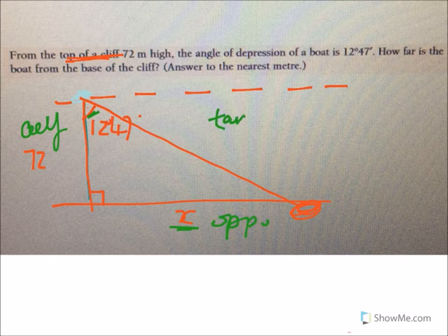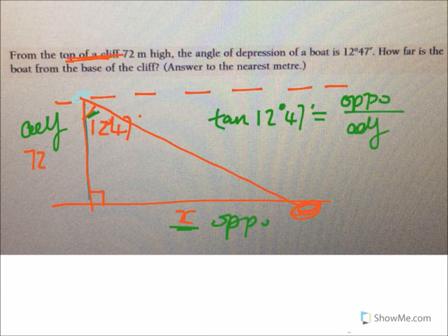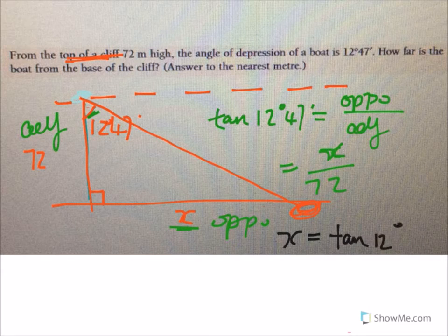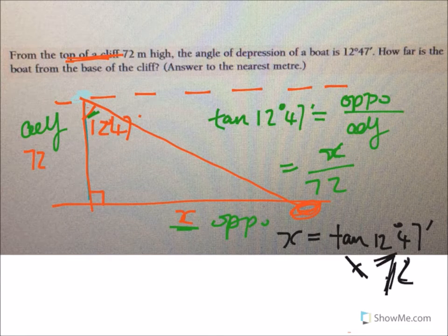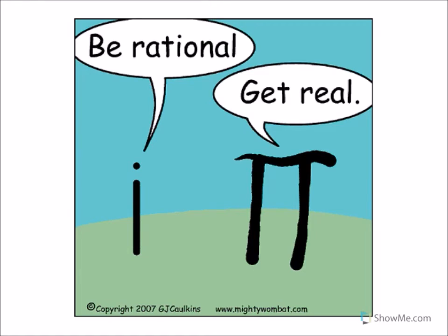So tangent 12.47 equals opposite over adjacent. So it's x over 72. Using your calculator, you can find out that x equals tangent 12.47 degrees times 72. I'm not going to do it, but I think you already know how to do it. So yeah, it's actually pretty easy for trigonometry as long as you remember the value for sine, cosine, and tangent, and the rest you can just work your way through the questions.